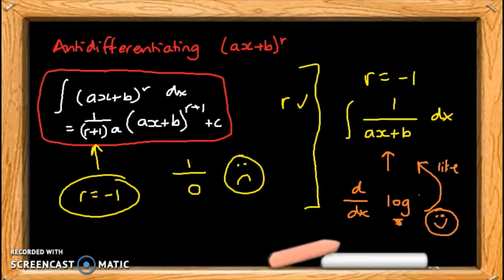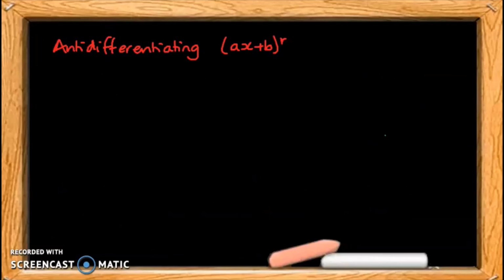So the answer for when r equals -1 lies in our knowledge that taking the derivative of a log will give us such an expression. So now let's have a look, the same way that we did over here, at what happens when we take the derivative of a log. When I take the derivative of an expression where I have log of (ax + b).